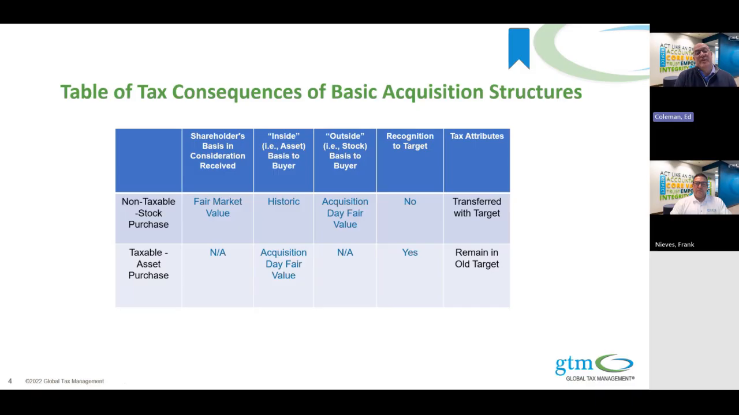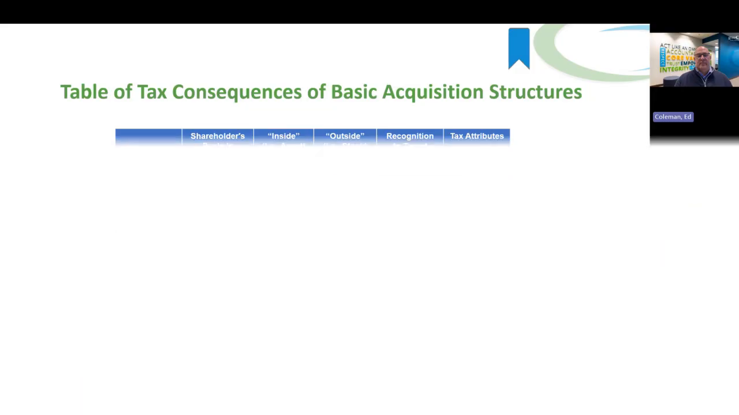And tax attributes. So when you're going through these transactions and you're modeling, the attributes are a big deal. It's the step up. Is that important to you as the purchaser, or are the attributes more important? And you need to assess between the stock purchase where they're transferred and the asset purchase where they're not transferred and remain with the old target.